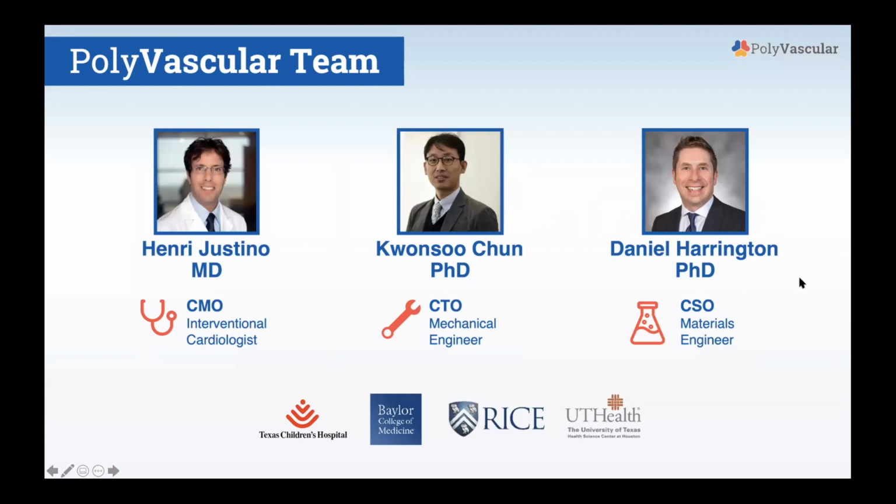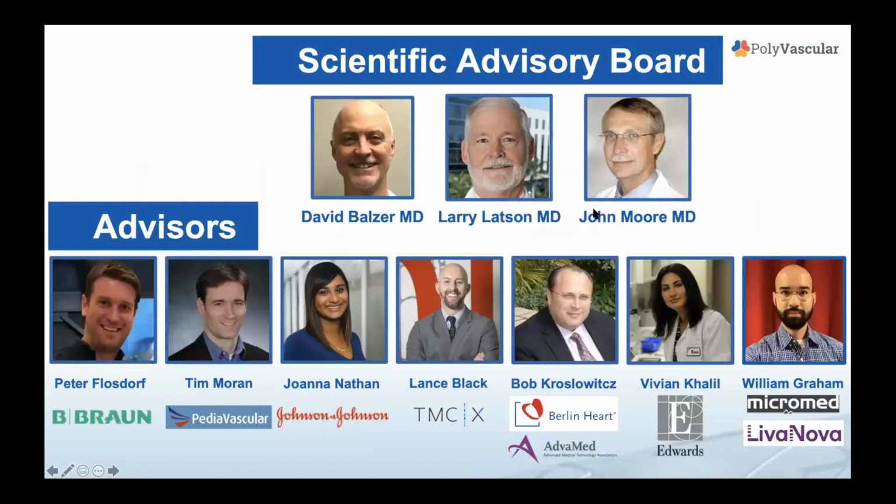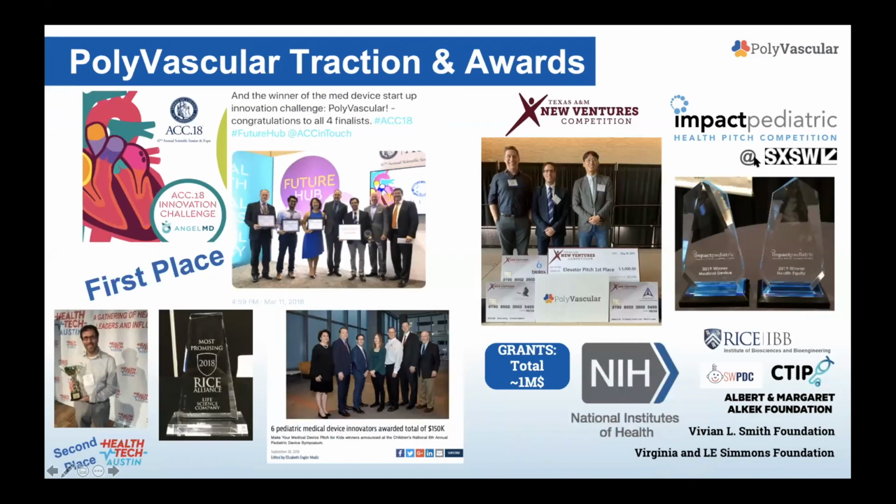So these are the founders. I'm Henry Justino. Kwan-Soo Chun is a PhD mechanical engineer. Dan Harrington is a material science engineer. And the three of us founded Polyvascular several years ago. We have assembled a scientific advisory board and many advisors to work with us. And we were fortunate to have quite a bit of traction when we came out. We won the top prize at the American College of Cardiology Innovation Challenge in 2018.